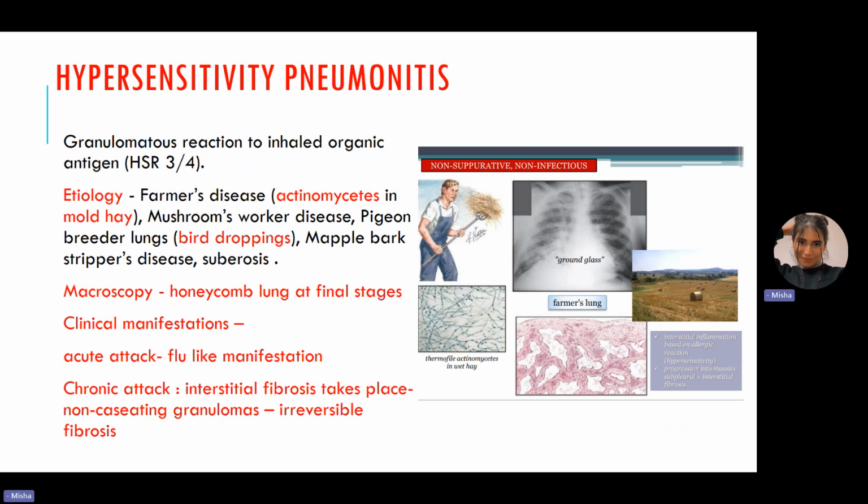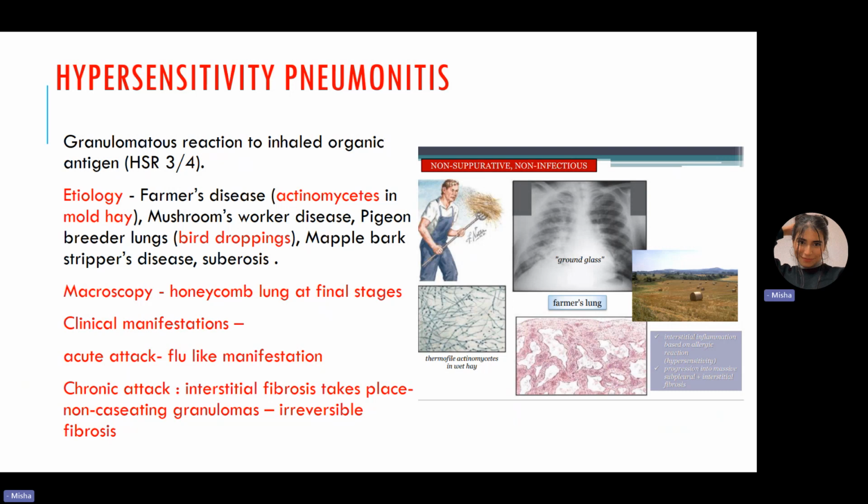Now, a question that he asked me, because in the etiology I said farmer's disease, I didn't mention the detail. He asked me, okay, how does it cause hypersensitivity pneumonitis, through what? Okay, so you need to remember that it is actinomycetes in mold hay. Okay, he wanted to hear mold hay as well. So make sure you remember that. Make sure for the diseases that you're mentioning, you need to know what is causing it. Don't just remember the name. Okay, if you cannot remember it, don't say it.